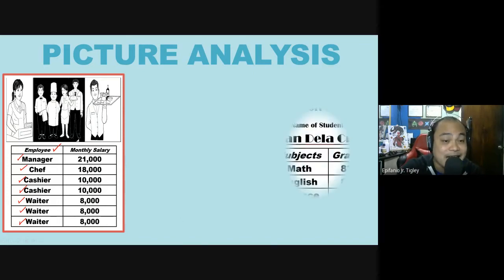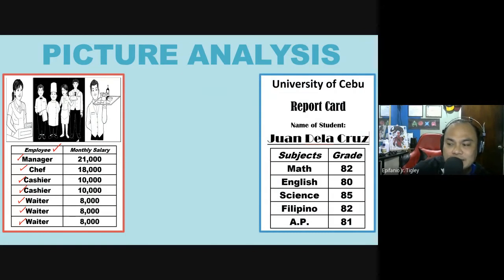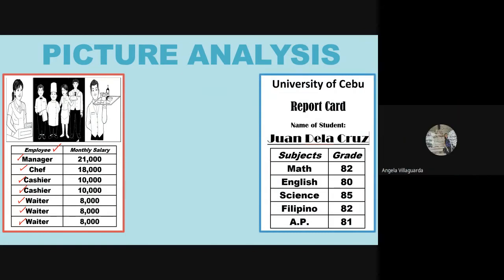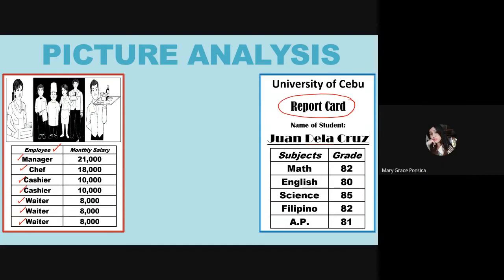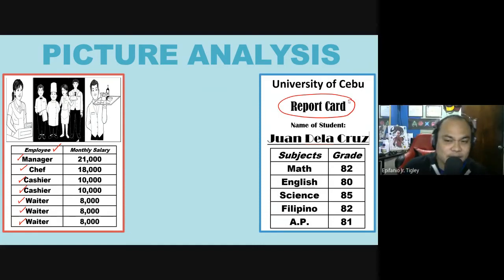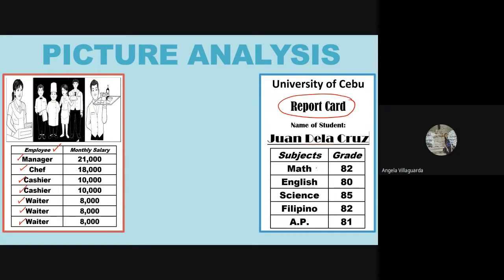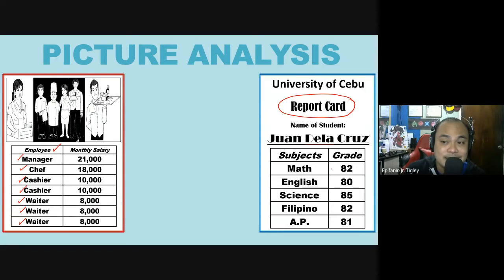Let's have the second picture. What have you noticed on our second picture now? Report card. About the report card. What about it? Subjects and its grade. Okay. How many subjects do we have here? 5. So, okay. The grades of the 5 subjects.